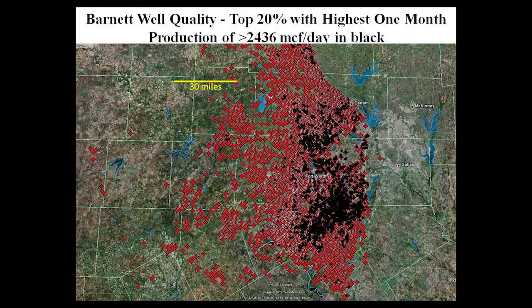I don't know how well you can see this back there. This is the Barnett Play in central Texas. It's right around Fort Worth, Texas. Actually, you can see the town of Fort Worth, Texas, right there on the map, and hundreds and hundreds of shale gas, mostly gas wells, right around Fort Worth.